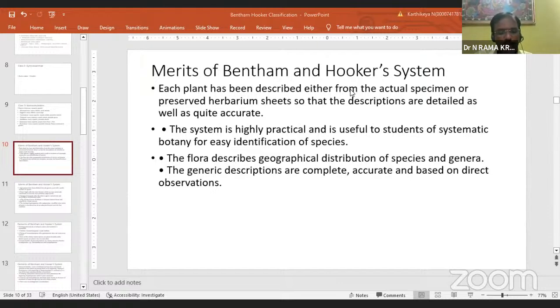And next one, gamopetalae: one more important point is the position of heteromerae before it is bicarpellate. This is also justified. Now you see, the system is highly practical and useful for students of systematic botany for easy identification of species. The floras describe the geographical distribution of species and genera. The generic descriptions are completely accurate and based on direct observation. So these are all the merits.